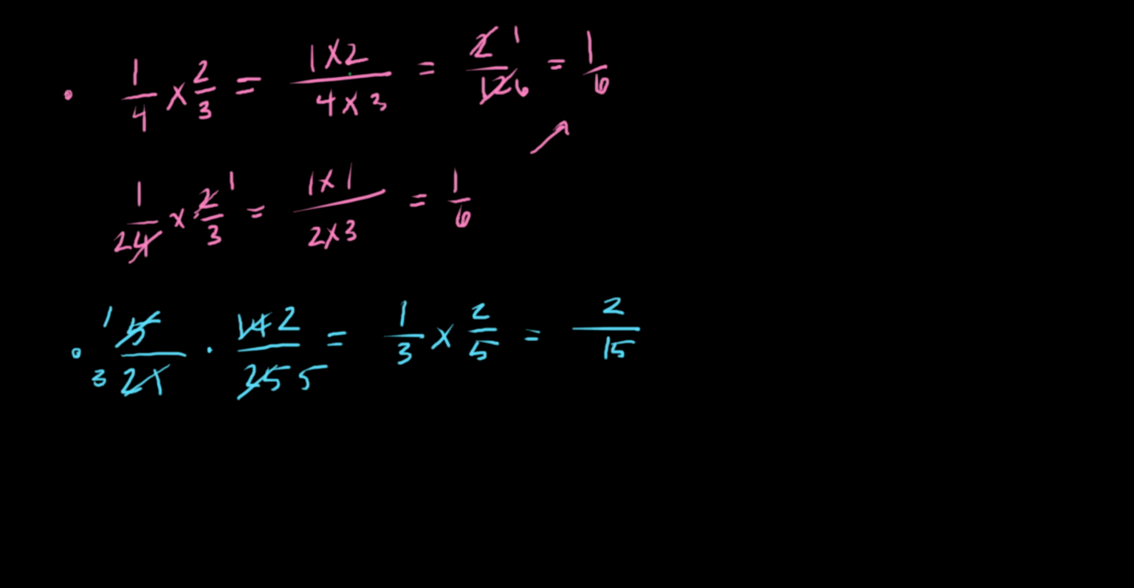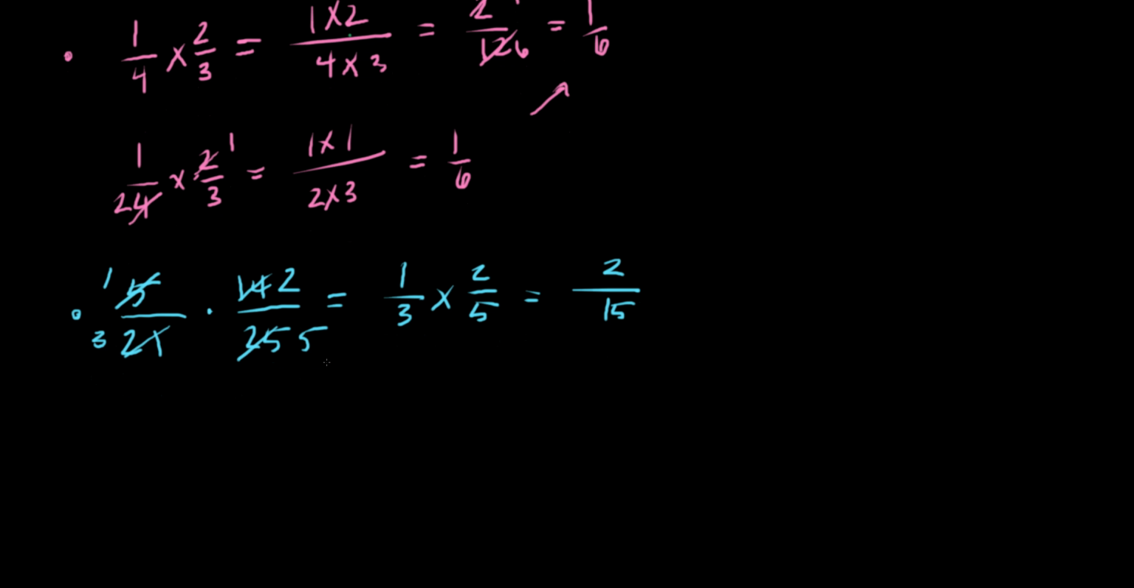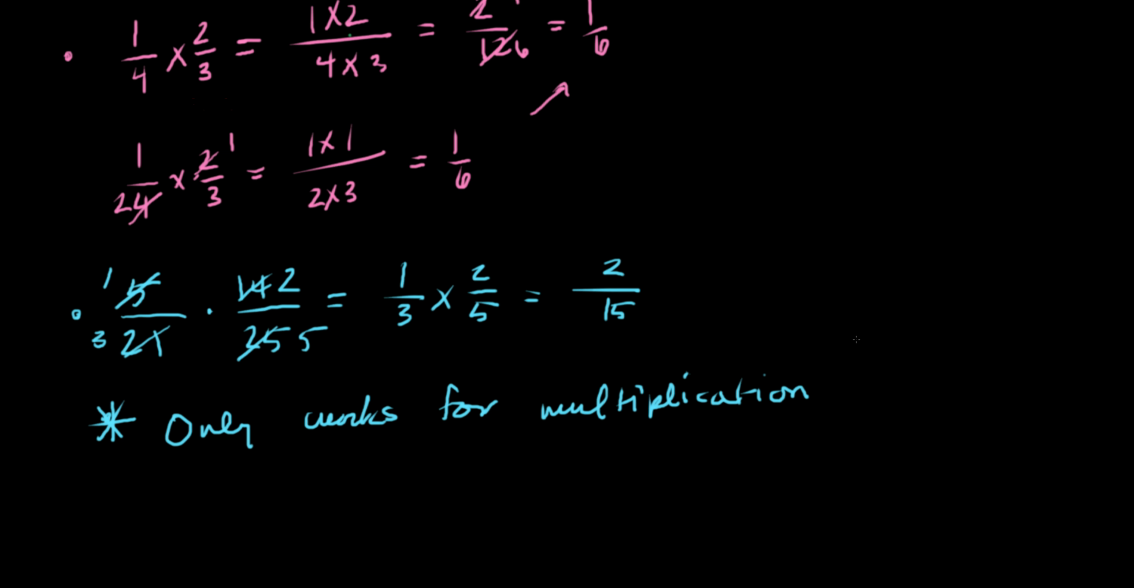So that is the power of cross-cancellation. And cross-cancellation, by the way, only works for multiplication and division of fractions, but we'll cover that later. The reason why it works for division is because division of fractions, as it turns out, is really just a different way of multiplying, which we'll see. So for right now, I just want you to make a mental note that it only works for multiplication. So don't even try doing this with addition or subtraction because it doesn't work, and you'll get the wrong answer if you do that.